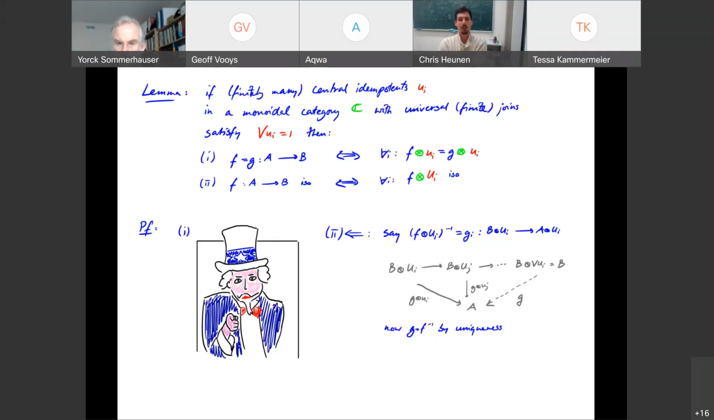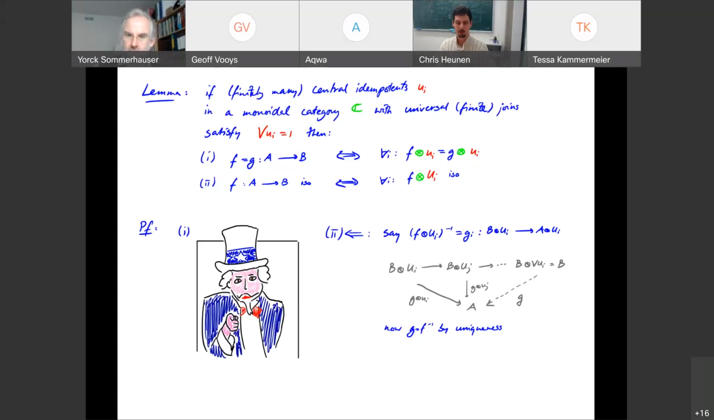prove two things. You can check that two morphisms are equal, two parallel morphisms are equal, by just checking that their tensor product with each of the individual central idempotents are equal. So you can sort of check locally among elements of the cover that two morphisms are equal globally. And similarly, you can check that a morphism is an isomorphism just by checking that its restriction to each of the covering central idempotents is an isomorphism itself. And then the technology sort of lets you paste the inverses together in a sense.